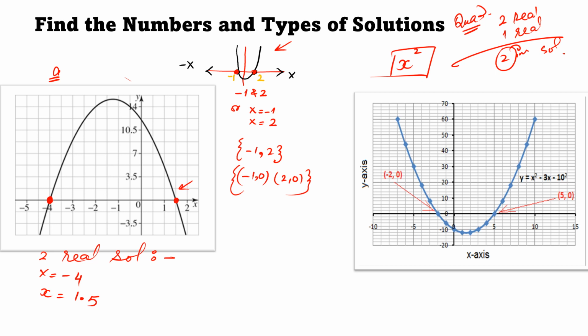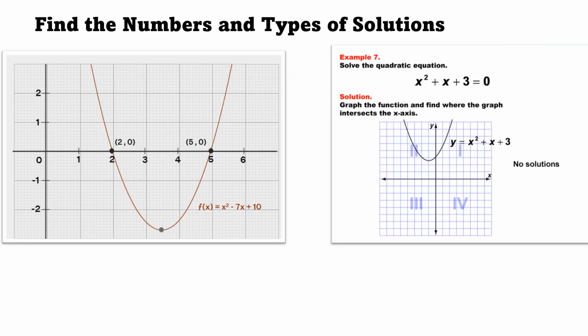Now graph number B. How many real solutions? Look, the x-axis it touches over here and it touches over here, and it is written with the red line. So x equals -2 and x equals 5.